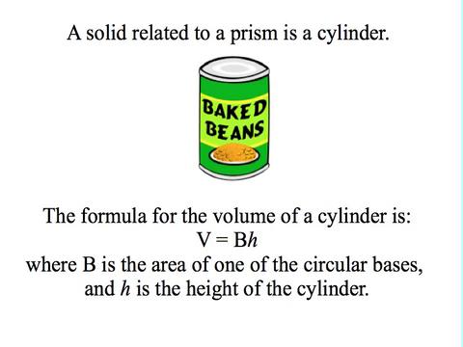A solid related to a prism is a cylinder. The difference is, in a cylinder, the bases are circles instead of polygons. The formula for the volume of a cylinder is the same as the formula for a prism. It's the area of the base times the height of the cylinder.